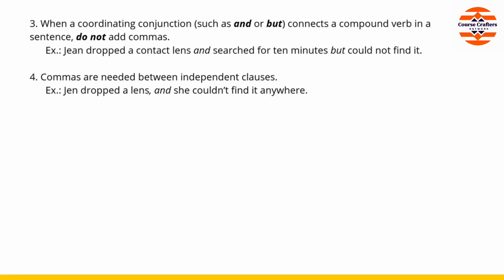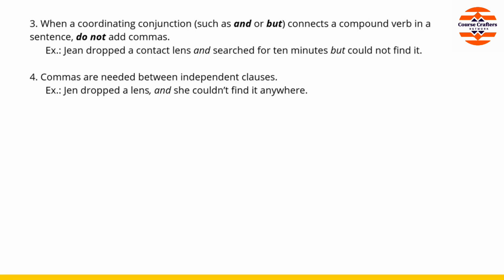So here we have an example. Jen dropped the contact lens and searched for 10 minutes but couldn't find it. So you see how we have these conjunctions, and, but, and we do not use any comma. Because here we have only verbs, like we have searched before and, and we have couldn't before but. So in that case we do not need any commas because it's not a complete independent clause, and that's why I would not use commas. So just be very careful and try to remember this rule.